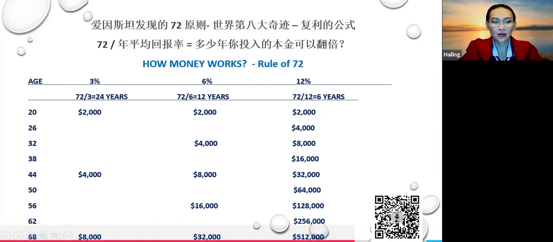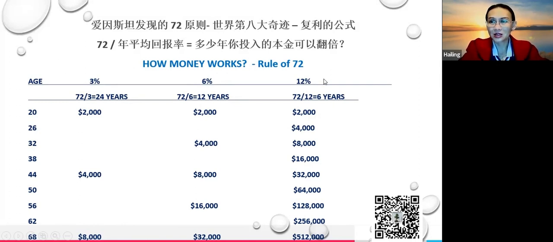So $2,000 becomes $8,000. How about the balanced portfolio, average 6% rate of return, and the money can double every 12 years. At the age of 68, you can see $32,000 in the portfolio.